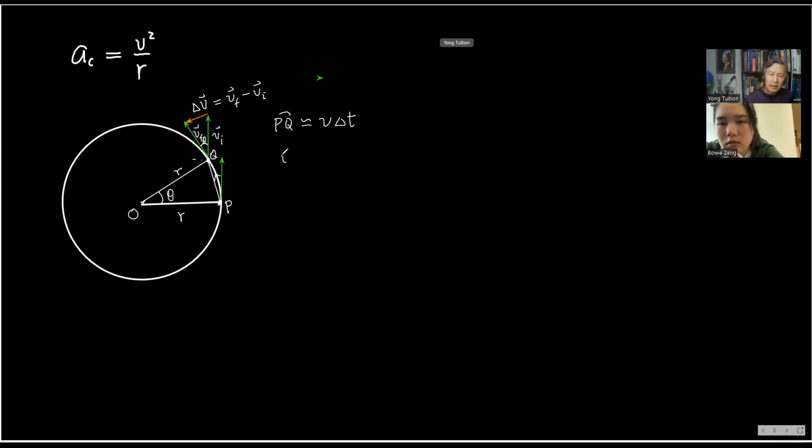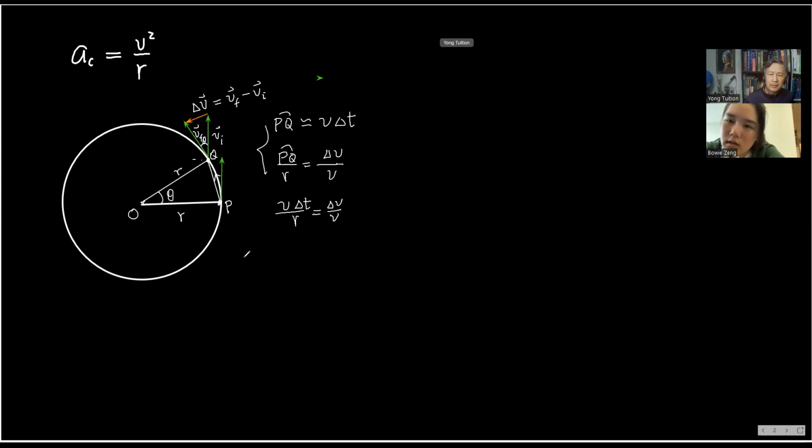And because these two triangles are similar, therefore PQ over R must be equal to the change in the velocity, delta V, over V. Can you see that? If we solve these two equations, we get V delta t over R equal to delta V over V. Can you see?